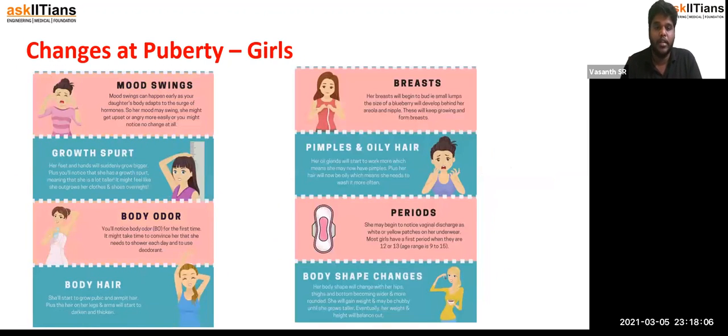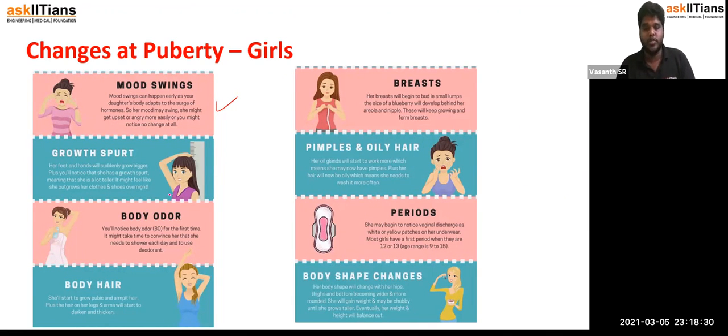Okay? And the changes that the girls usually go through during the puberty period are, most of them, similar, but some of them are different. So we'll rush through the similarities, and then we'll see the differences in detail. Mood swings are again the same as boys, because of the hormonal changes. So that is universal. You'll always see that.